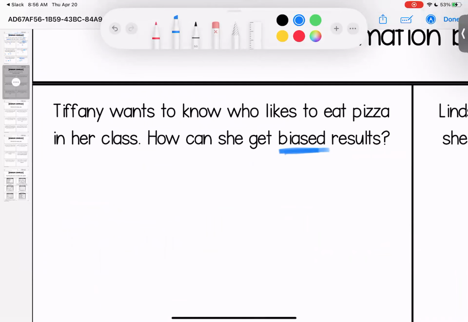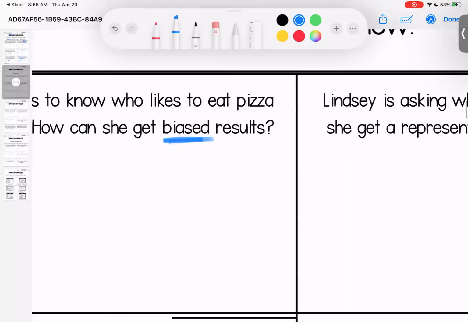If she wants a biased result, she can do a couple of things, and I'm not going to write answers because there's a bunch of choices, so I'm just going to talk through them here. If she wants a biased result, she could wait till pizza day and find the people at her lunch table and say, "Hey, I see you're eating pizza. Do you like pizza?" It's going to be pretty biased. I mean, if they have pizza in front of them, obviously they like pizza.